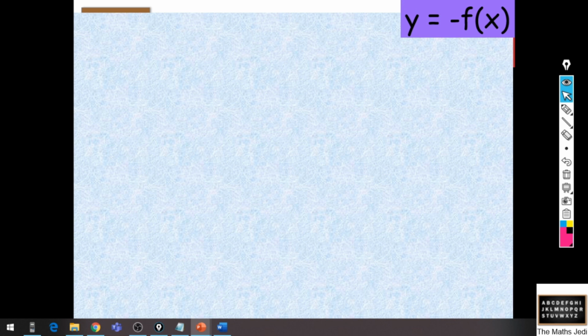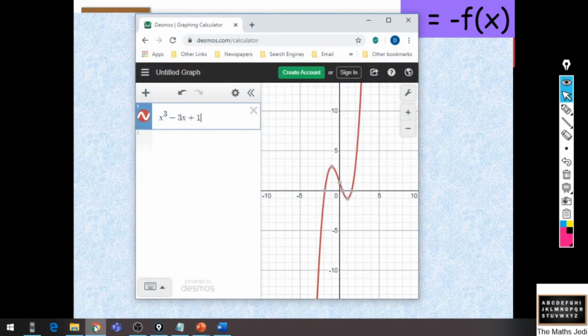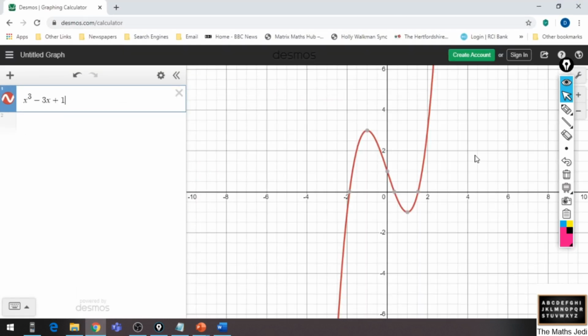This one here, y equals minus f of x. Again, if we start off with a very simple problem, we're going to see how this works. So I'm going to look at that with a particular example. I'm going to use Desmos for this. So here's Desmos just sitting behind here, and here is my formula I'm going to use. This is a fairly simple graph, a cubic graph, just to illustrate this fact.